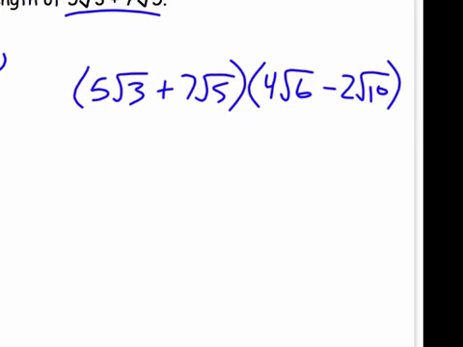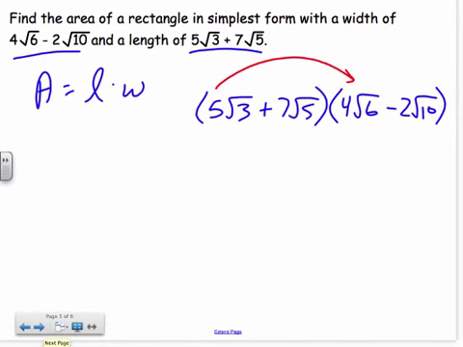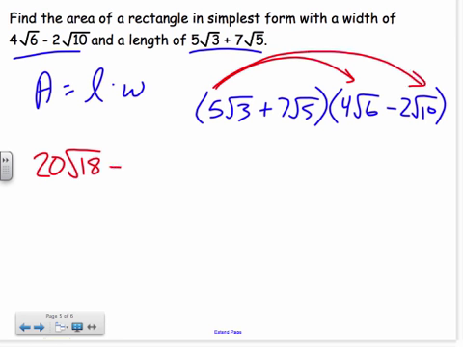Here we go, we've got our FOIL method, right? So I'm going to start with the first one: 5 root 3 times 4 root 6. I'm going to bring this way over here. So 5 times 4 is 20. Then multiply what's under the radical, square root of 18. Go to the next one. 5 times negative 2 is negative 10. Square root of 3 times the square root of 10 is square root of 30.